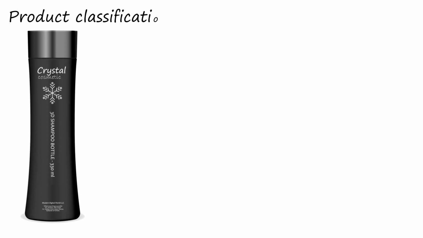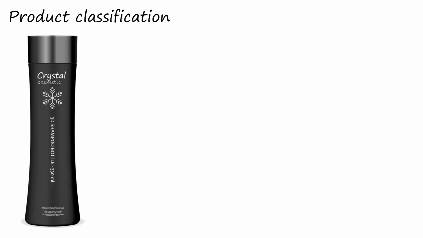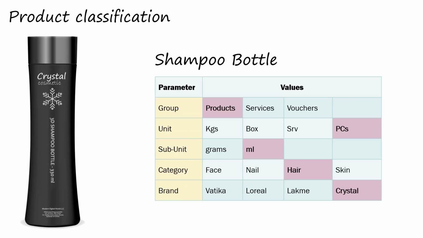Let's understand how a shampoo bottle is classified in the inventory system. Group. It falls under the products group, as it's a physical item sold to customers. Unit. The base unit is counted in pieces. Subunit. Since shampoo is measured in volume, we use milliliters, ml, as the subunit. Category. It belongs to the hair category based on its application. Brand. This product is labeled under the Crystal brand.